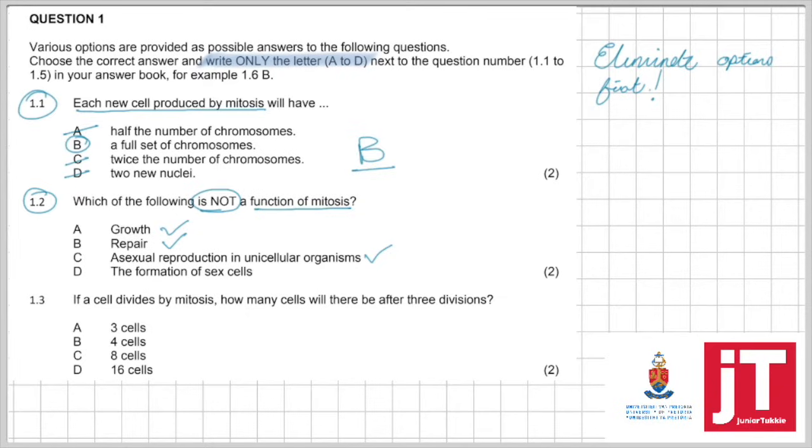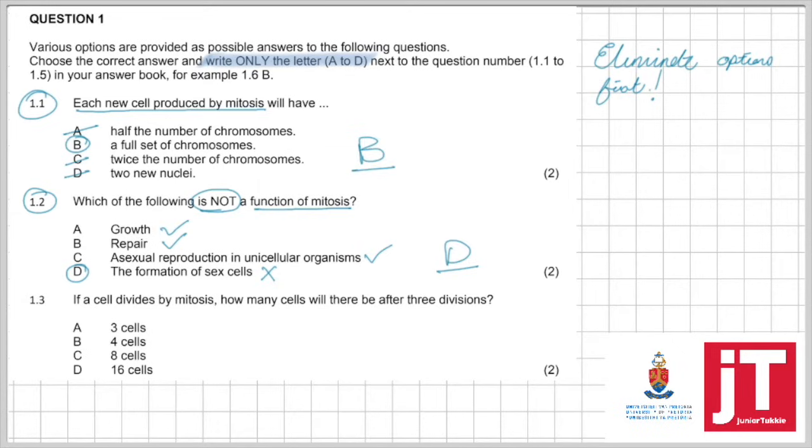Let's see if this suits the question. Which of the following is not a function of mitosis? The formation of sex cells. That's most definitely true. That is not a function of mitosis. That is a different process called meiosis. So we know that it is option D, and therefore that becomes the letter that I write down.